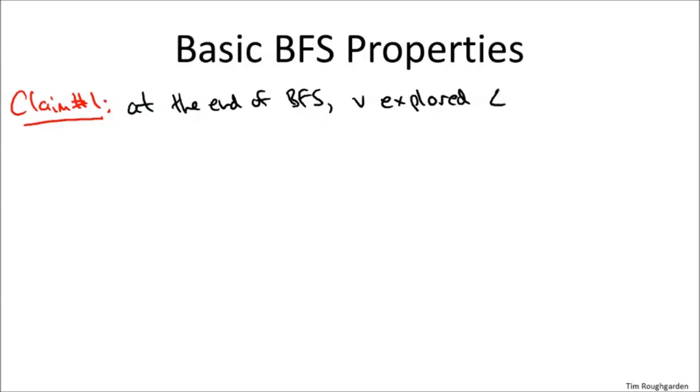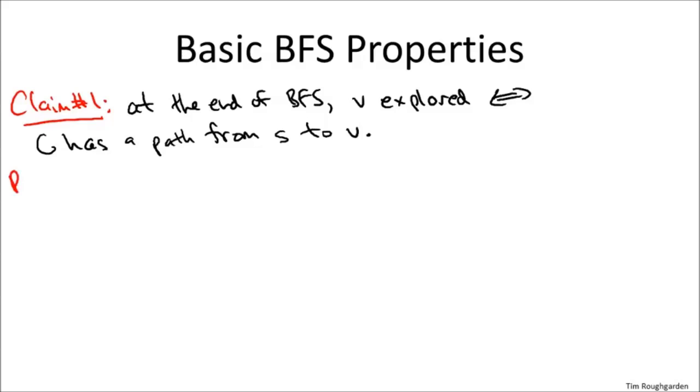And again, this claim is equally valid whether you're running BFS in an undirected graph or a directed graph. Of course, in an undirected graph, we mean an undirected path from S to V, whereas in a directed graph, we mean a directed path from S to V. That means a path where every arc in the path gets traversed in the forward direction. So why is this true?